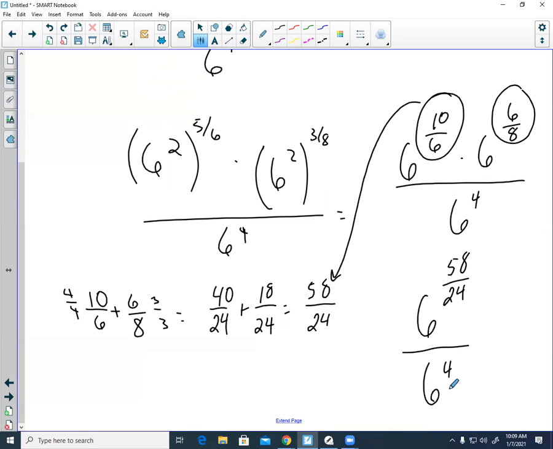Can you walk through how you turn 5/6 squared into 10/6? Yeah, so remember this, when you have a power to a power, you multiply, right? So power to a power means multiply, so 2 times 5 sixths. And 2 is the same thing as 2 over 1, and now to multiply, you go straight across the top and straight across the bottom again.